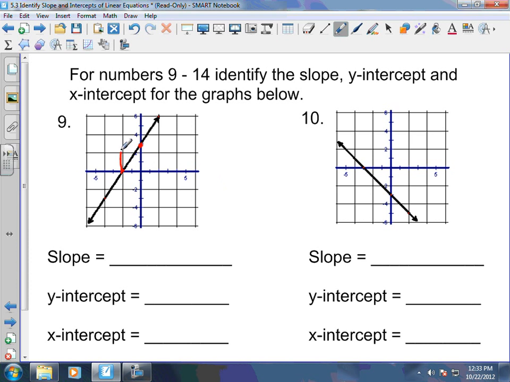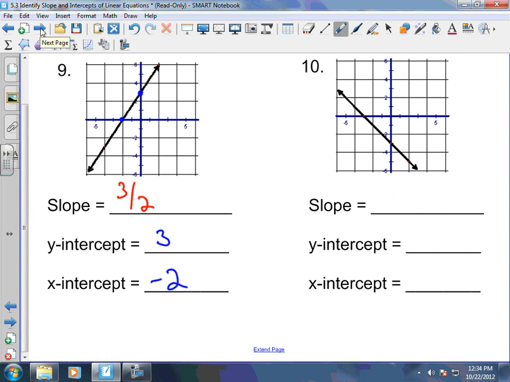1, 2, 3. So the top number of my slope is 3. And then I go over 1, 2. My bottom number is 2. That's a positive line, so my slope is positive. My y-intercept is where it crosses the y-axis. Where does this cross the y-axis? It crosses right here, 1, 2, 3, at 3. What about my x-axis? 1, 2. It crosses at negative 2 because it crosses right here. That's how I identify my slope, my y-intercept, and my x-intercept.